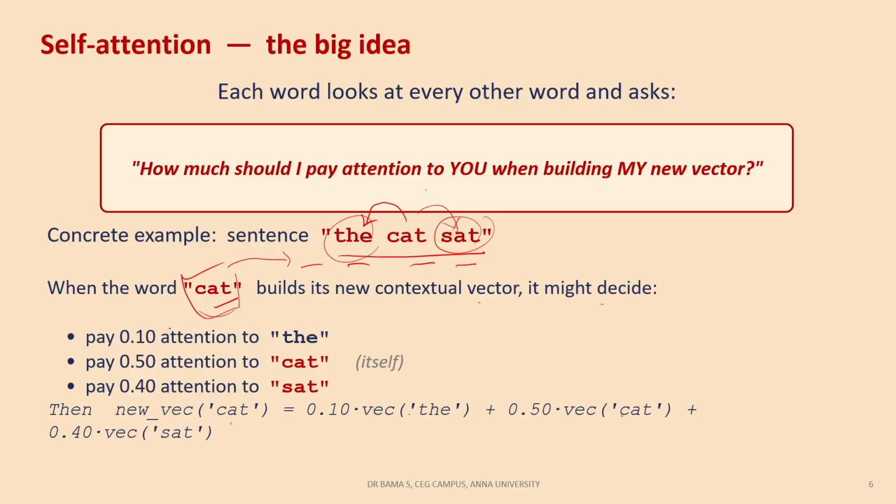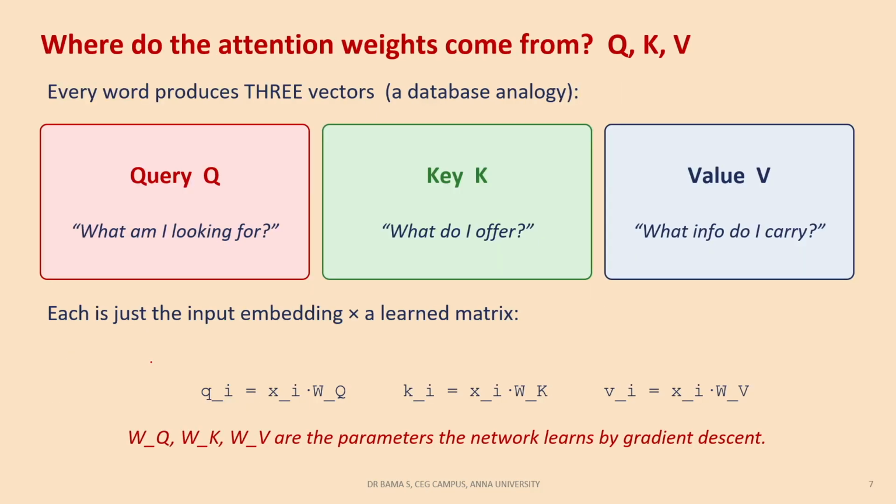Now we will see where this attention comes from. It is by means of 3 factors. One is the query, what am I looking for; key is what do I offer; and V, the value, is what info do I carry. Qi is a representation of Xi, the input value, multiplied by WQ. WQ is the weight matrix given by the neural network.